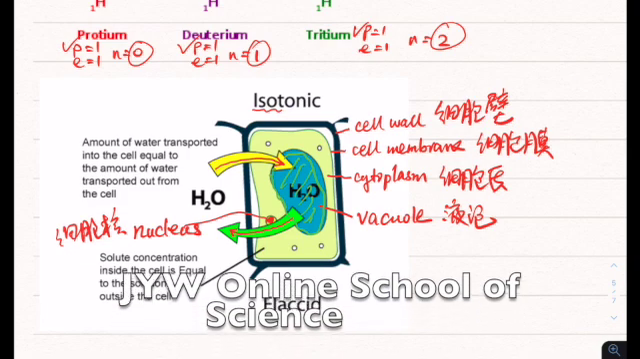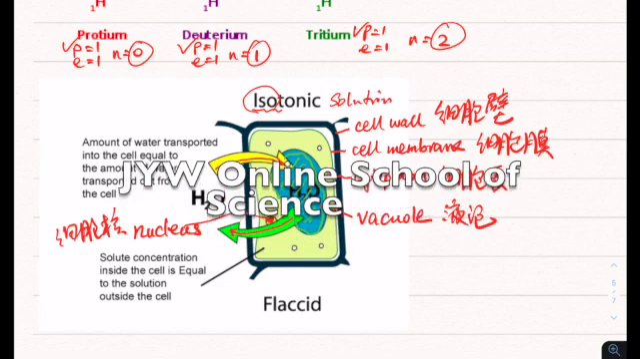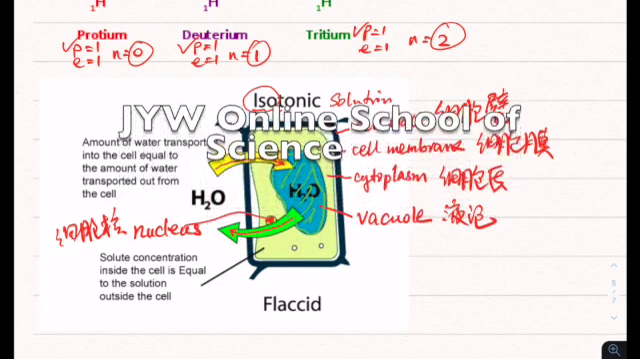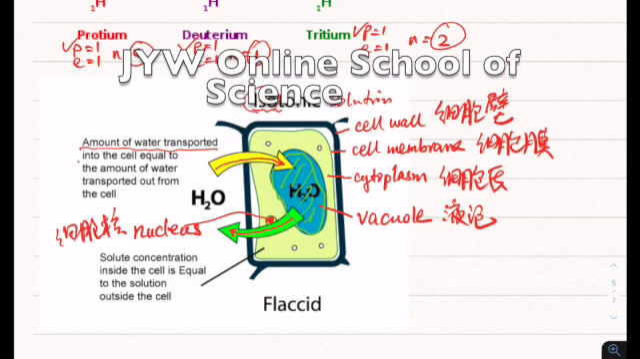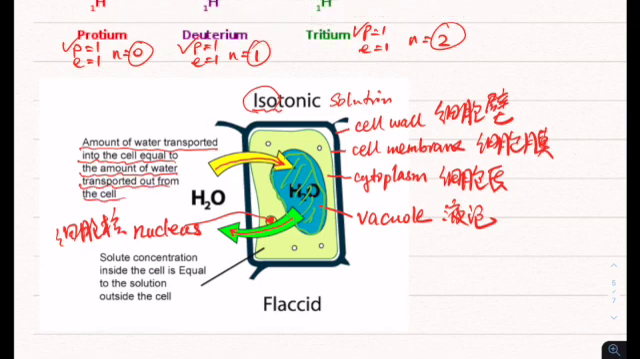So I'm talking about isotonic solution. Yeah. So if the amount of water transported into the cell equals the amount of water transported out of the cell, then this solution is isotonic. Yeah. So the concentration of the solute inside the cell equals the solution outside the cell. That is called isotonic. So iso is the same. Yeah. So that's how I remember those keywords.